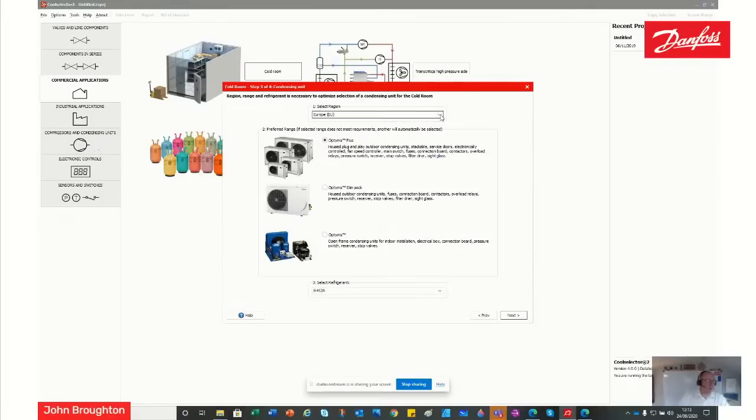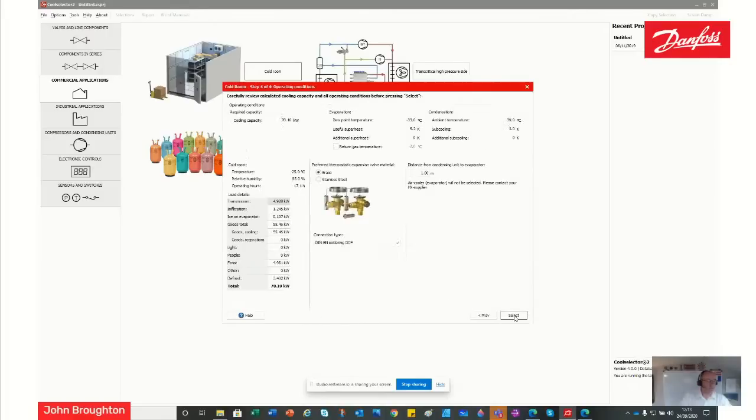Now, I'm going to leave it as Europe, even though the conditions are generally not Europe, 38 degrees. And I know this guy is not from Europe, but let's leave it at that for now. So Optimal Plus, it's chosen our refrigerant because we are going down to low temperature. Let's click next. And it gives us our cooling capacity.